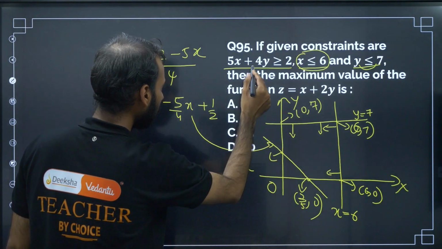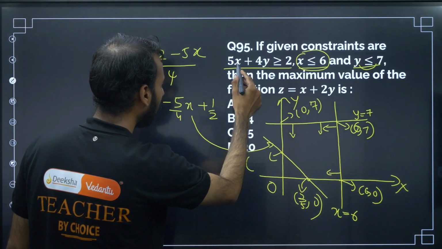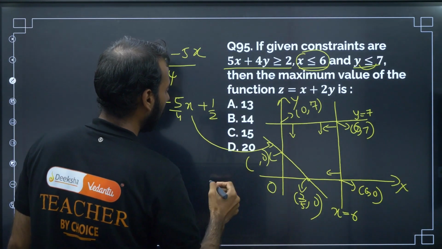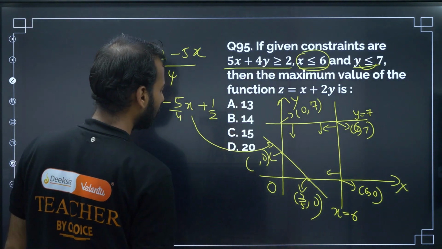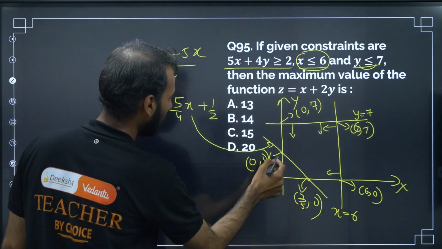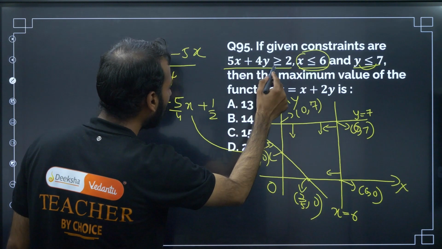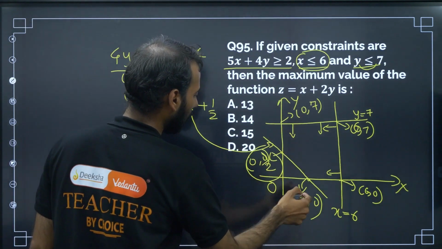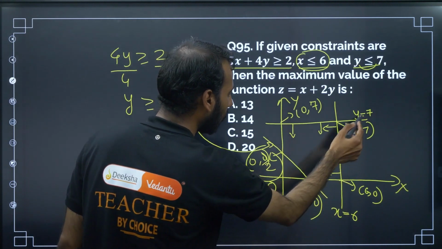Here, y value is 0, so let me place this 0. If I am placing this 0, x value will be 0 on the y-axis, so y is equal to 2 by 4 or 1 by 2. Anyways, we are not interested in this point, we are going to focus on this point.